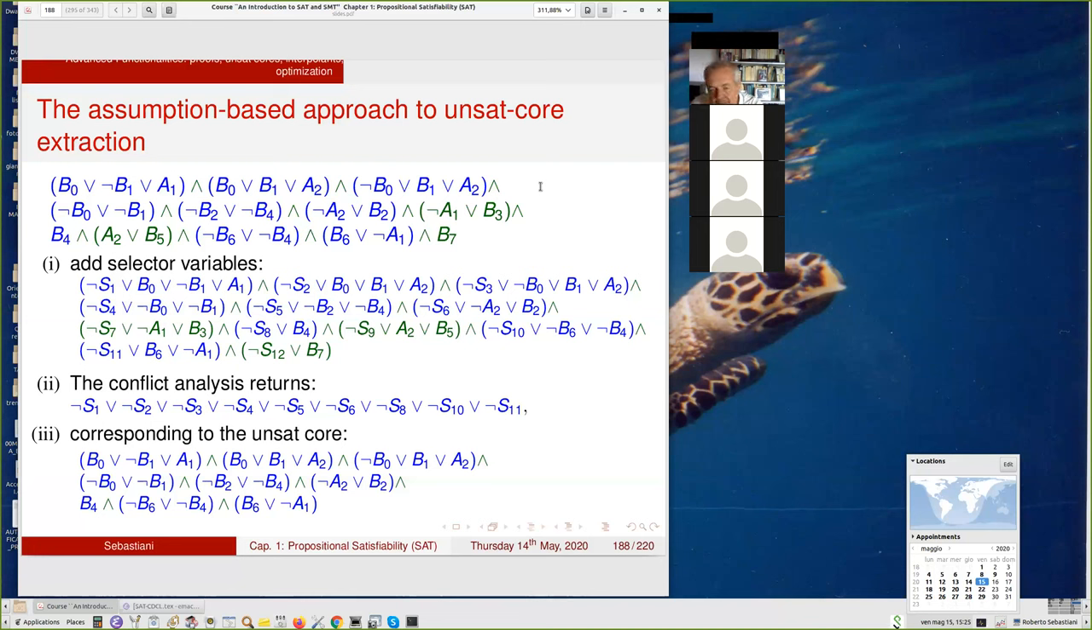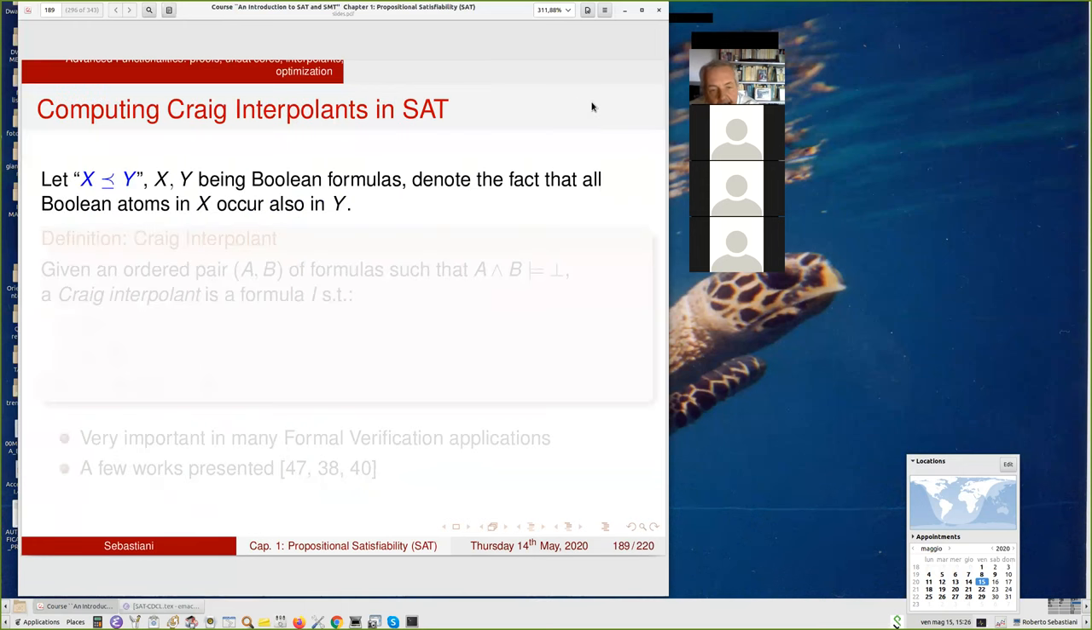Any further question? I don't think this is particularly difficult, once you have understood all the rest. So once you have understood all I've said so far, I think that proof extraction and unsat core extraction is very straightforward, isn't it? Okay, can I go ahead? Yes. Okay, cool.